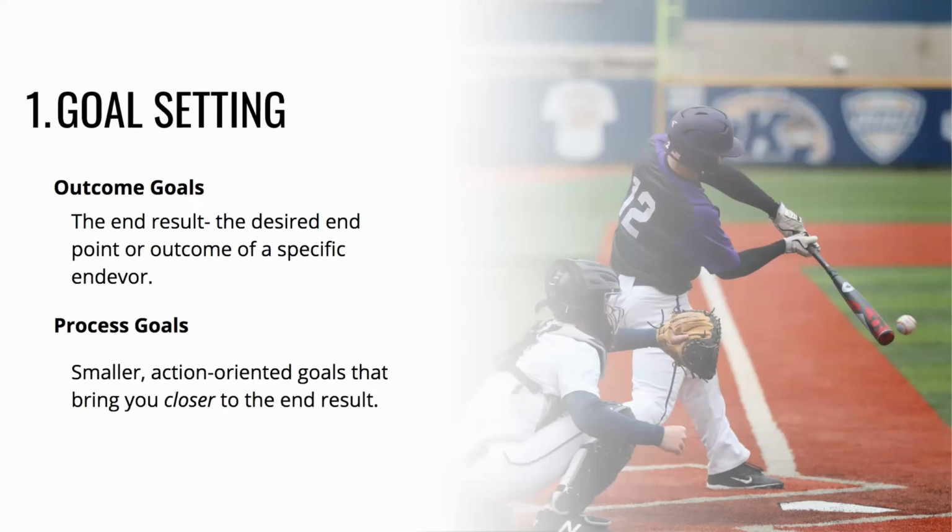Process goals are smaller, action-oriented goals that bring you closer to the end result. You'll likely craft multiple process goals for the same end result or outcome goal, and these process goals will put you in a position to achieve the end result successfully. Both outcome and process goals are necessary in the pursuit of excellence. A goal-setting best practice would be to start with outcome goals and then continue to process goals, as opposed to having the outcome goals exist by themselves.